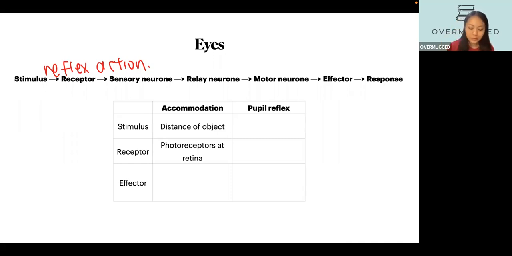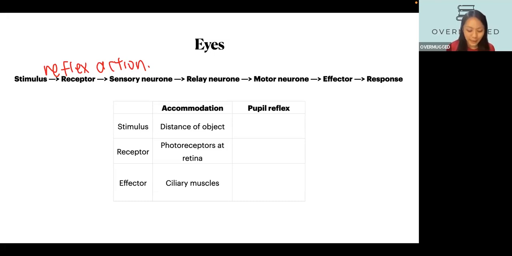This one has to do with the structure of the eyes that you should also be familiar with, especially for pure bio students. The structure of eyes is in your syllabus document. And then the effector is the ciliary muscle.